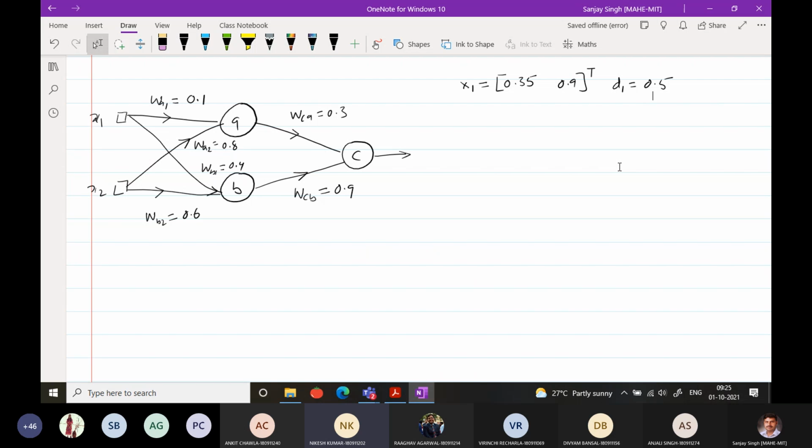So what should we take the eta value initially? Yes, I forgot to tell you. For the sake of convenience, you take 1 for the time being. You take eta value 1. Okay? Okay, sir.